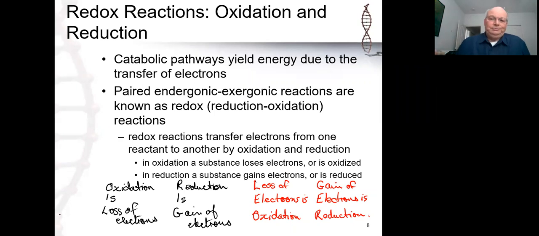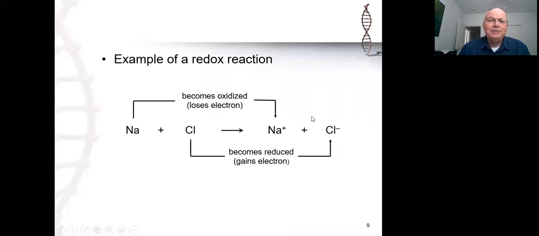Now, in some cases, oxidation and reduction literally means an actual transfer of electrons. And we've seen an example of this already when we were talking about ionic bonds in chapter 2. The origin of an ionic bond in the case of sodium chloride is in fact the product of an oxidation reduction reaction. So let me show you that example.